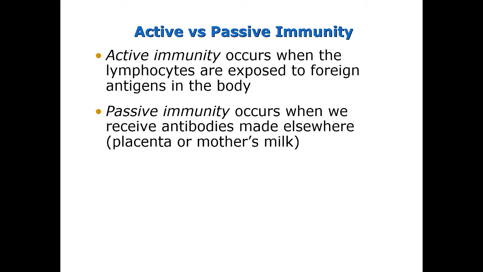However, in passive immunity, we're going to receive antibodies that were made somewhere else. For example, infants will receive passive immunity through the placenta and through mother's milk. Also, sometimes people could be exposed to a pathogen, such as hepatitis B, and post-exposure, people can be given hepatitis B immunoglobulins, and those provide them immediate passive immunity. They have to be given right after the exposure in order to be effective.